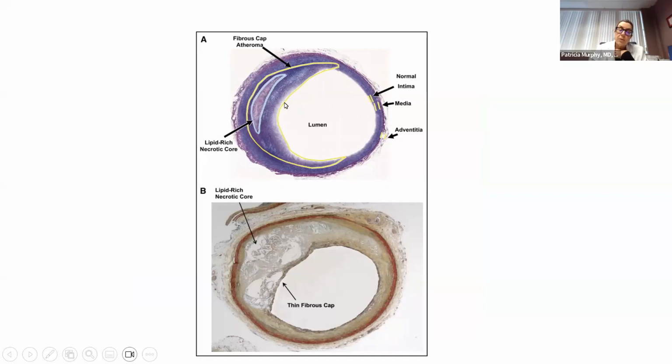that can rupture or ulcerate, allowing the blood within the lumen to contact the lipid-rich core and form a blood clot. This is another way of looking at it with different stains in this slide, but this is a similar kind of plaque. You can see there's more fat cells here, and here you can appreciate how thin the cap is, and the thinner this cap is, the more likely it is to rupture and allow the blood to contact the fat in the artery lining.